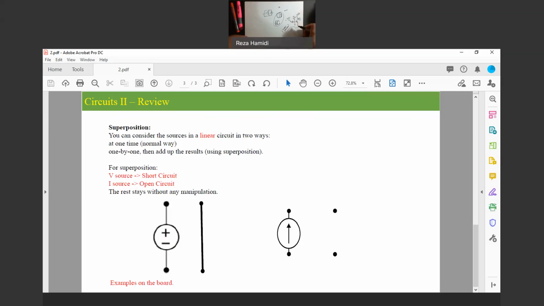You will see applications of that in electronics one a lot. And if you have a look at these symbols here, it's just for a short review. A voltage source is going to be short circuit and current source is going to be open circuit.